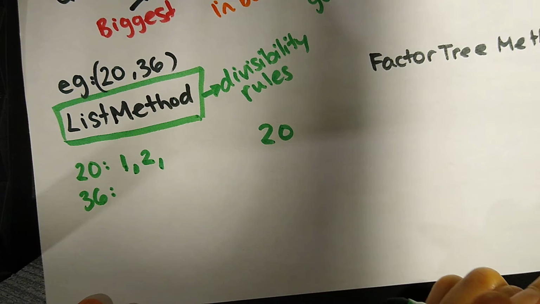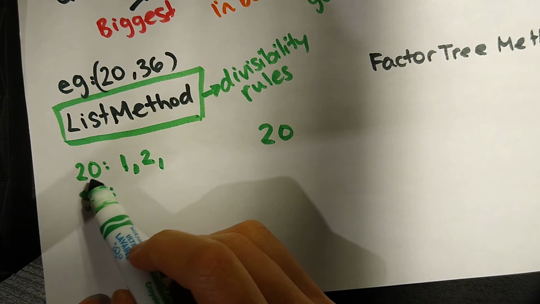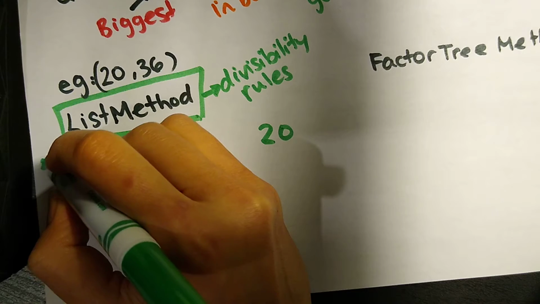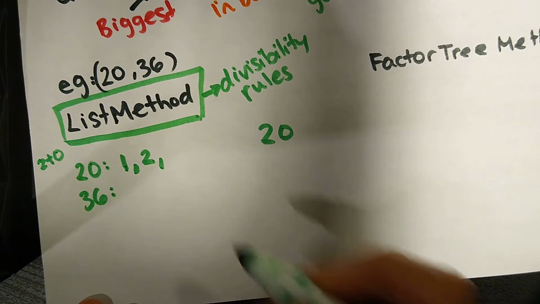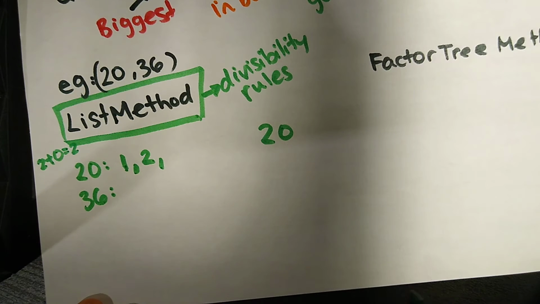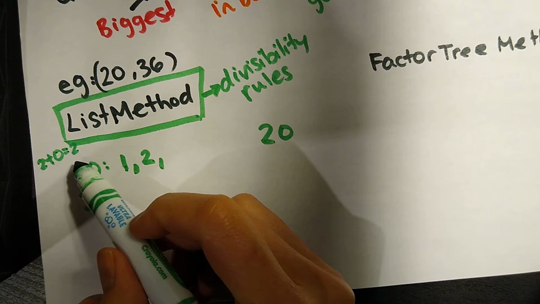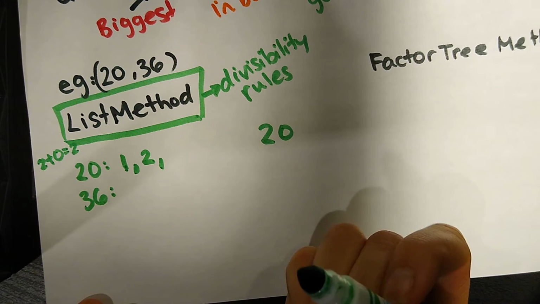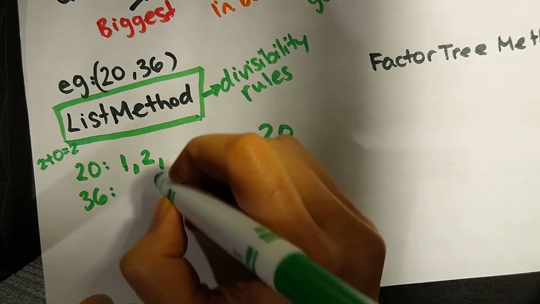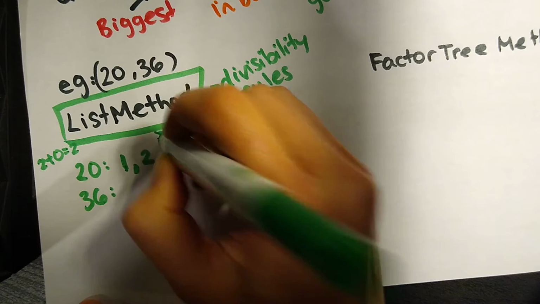Our divisibility rule for 3 is if you add the digits together, in other words 2 plus 0, and that sum, meaning 2 plus 0 equals 2, is divisible by 3, then 20 is divisible by 3. 2 is obviously not divisible by 3, so 3 is not a factor. So we can just cross out 3.